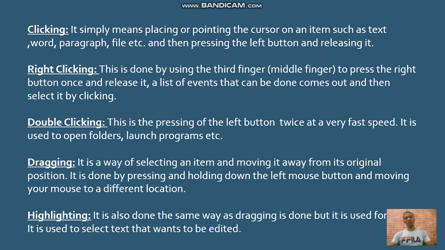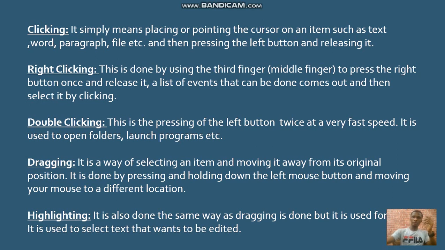Now we have some basic functions of the mouse. We have clicking, right clicking, double clicking, dragging, and highlighting. We are going to look at these one at a time. First, what is clicking? Clicking simply means placing or pointing the cursor on an item such as text, word, paragraph, file, etc., and then pressing the left button and releasing it.